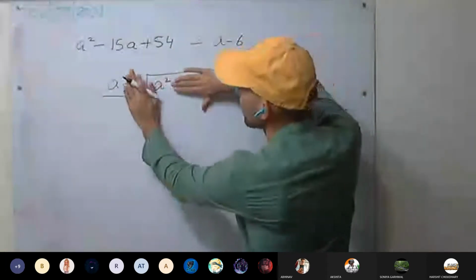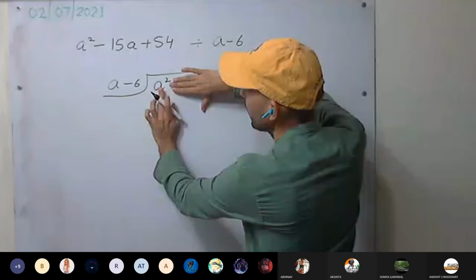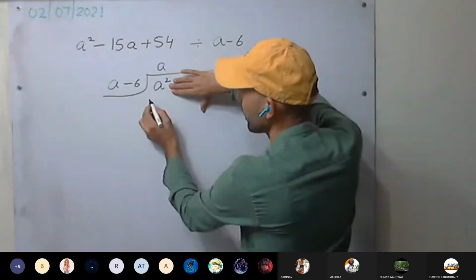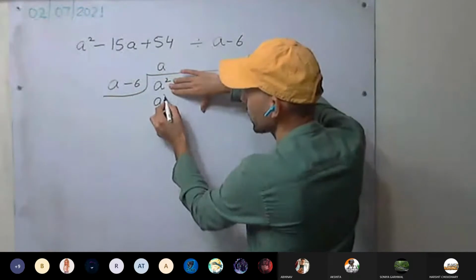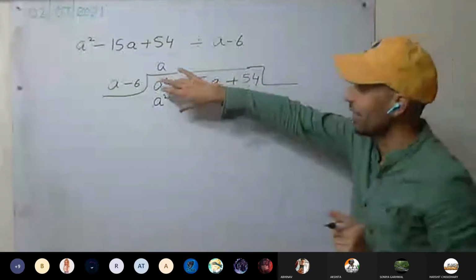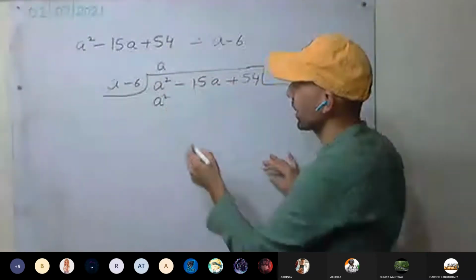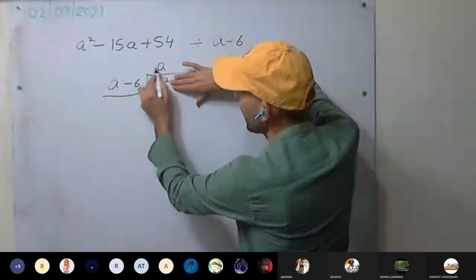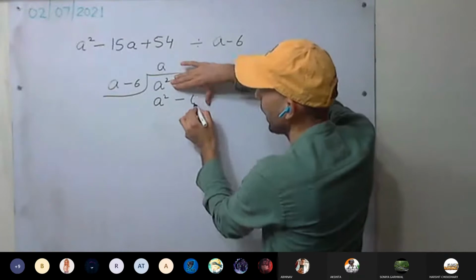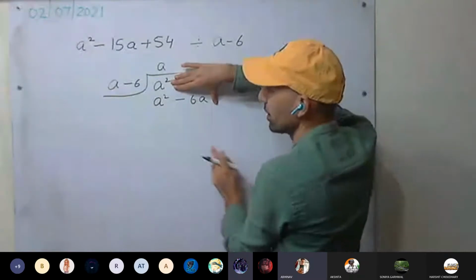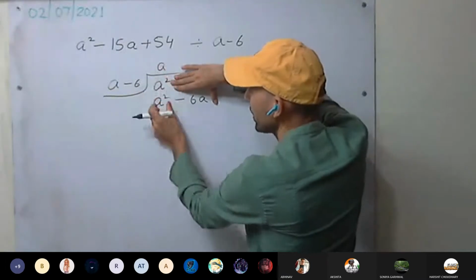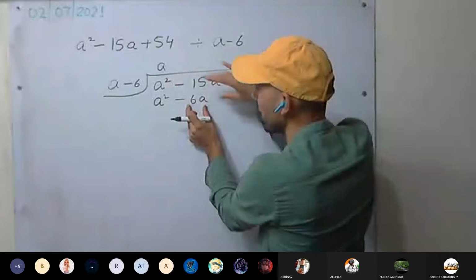Now take the first term. What should be multiplied with a to get a square or something near to it? A into a gives a square. A only. A into a square. Now multiply this a into a square, minus 6 into a, minus 6a. This whole will multiply with this: a into a square, minus 6 into a, minus 6a.